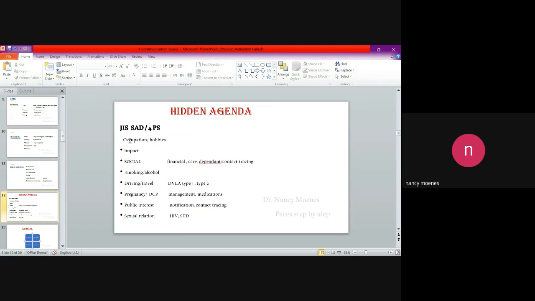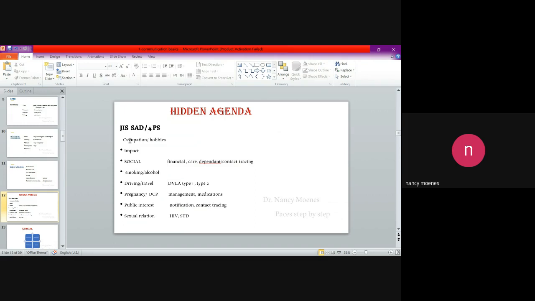Also for epilepsy, you need to adjust his job and hobbies, especially in epilepsy, glaucoma, pneumothorax, and scuba diving hobbies. So ask about any hobbies. What about the impact? We said that's very important in any station in communication skills. Social: we already discussed this, for financial care, any carer, any dependent, and also sometimes social is very important in infection. If you have an infection, you need to ask about with whom he is living, and for contact tracing.